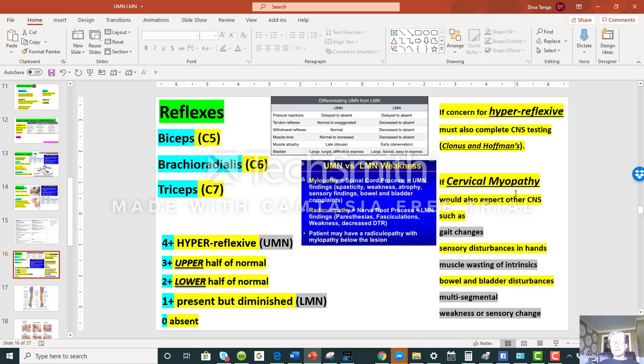If a patient has cervical myelopathy, you would also expect other central nervous system symptoms like gait changes, sensory distribution in the hands, muscle weakness, wasting of the intrinsics, bowel and bladder disturbances, multi-segmental weakness, or sensory changes. So if you're concerned about hyperreflexia, you do a reflex test and it's positive. You would probably also want to do the Clonus and the Hoffman's, and maybe even the Romberg.